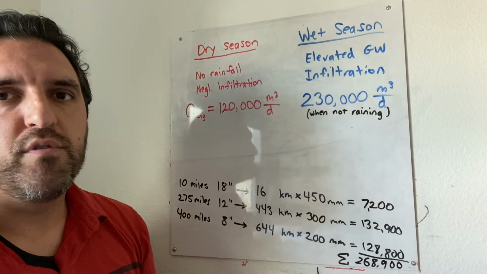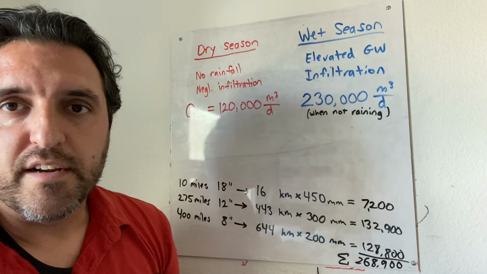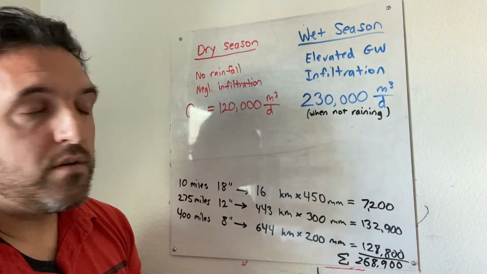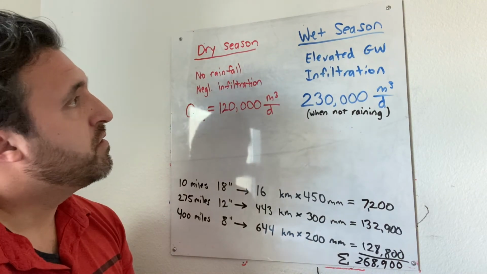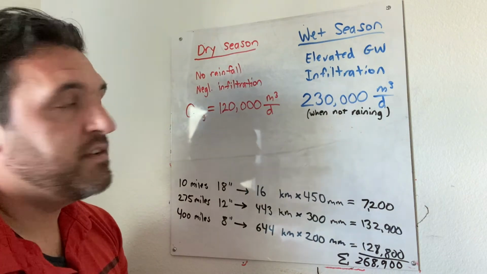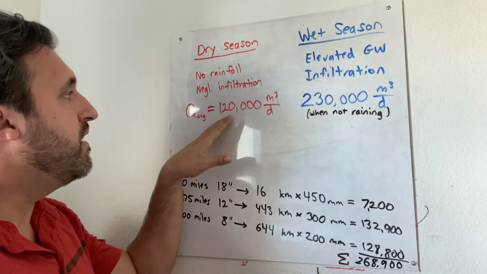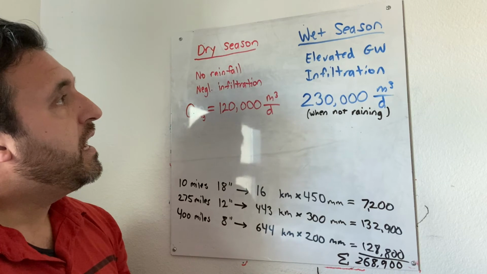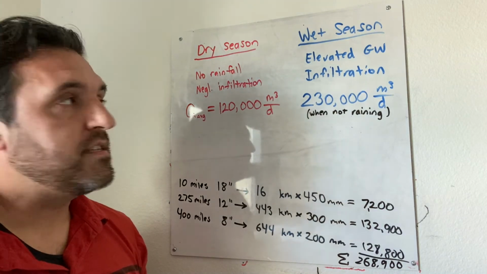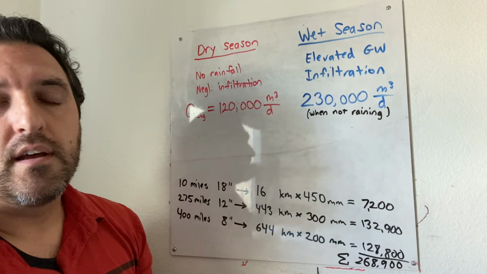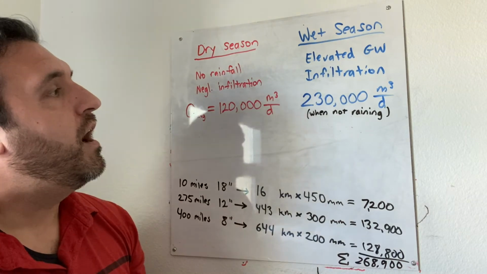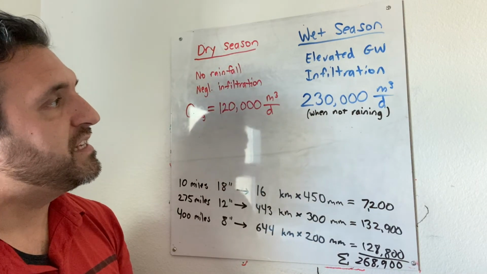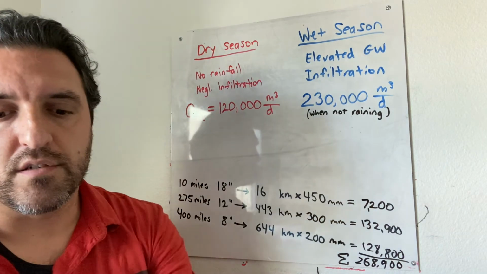All right, so in this example problem, we've got different flow rates occurring during different seasons. So in the dry season, when we don't have any rainfall, so there's really no inflow, and we perhaps have a low groundwater table, so there's negligible infiltration, we've got a base flow rate of 120,000 cubic meters per day on average. And in the wet season, when the groundwater table increases and we've got infiltration because of that high groundwater table, when it's not raining, so we don't have that huge spike from inflow, our flow rate during the wet season is 230,000 cubic meters per day.